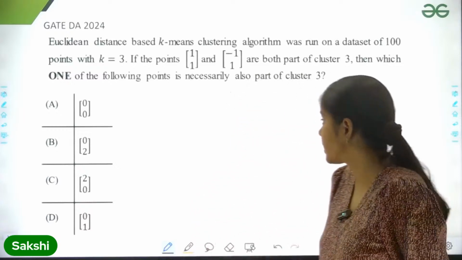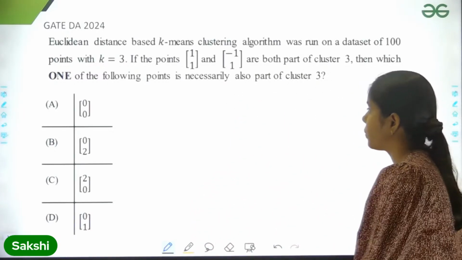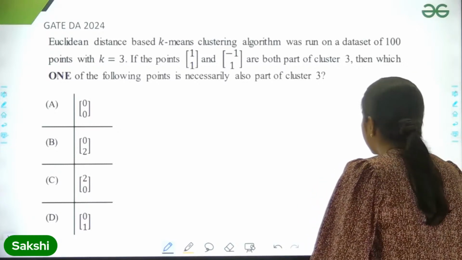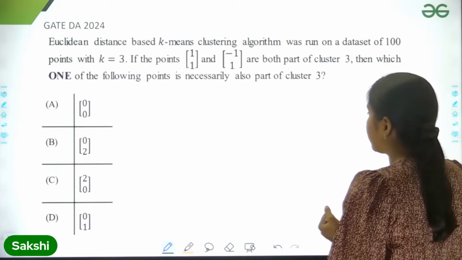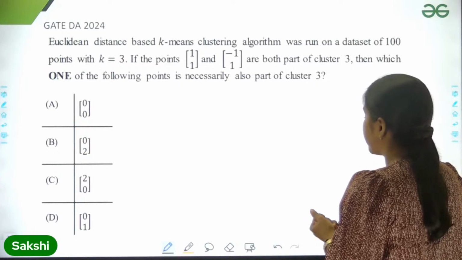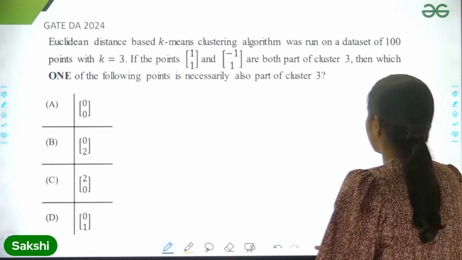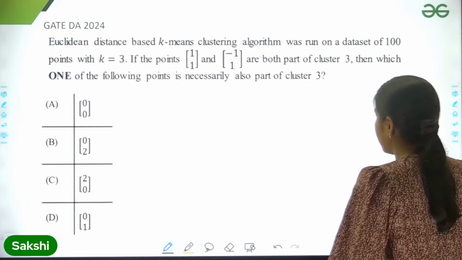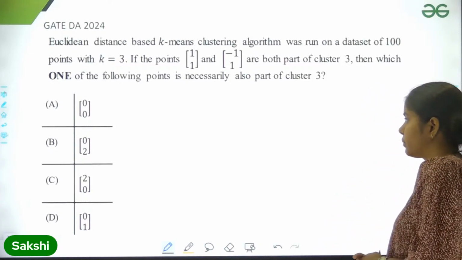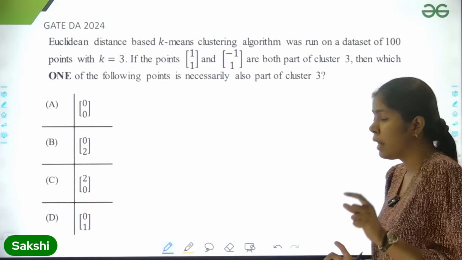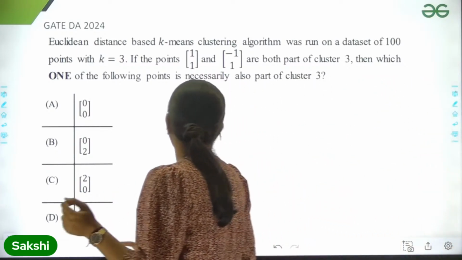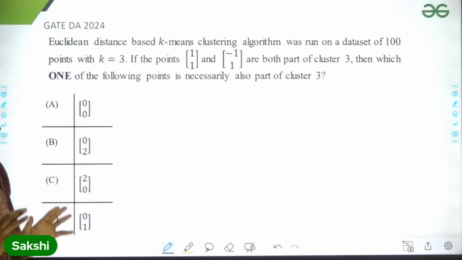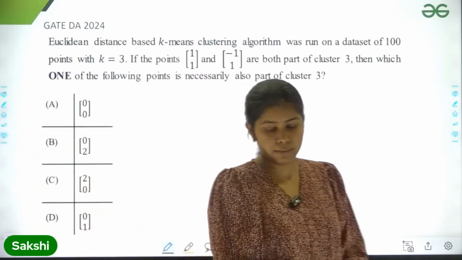Okay, so this is another question. This is a GATE DA 2024 question. A Euclidean distance based k-means clustering algorithm was run on a data set of 100 points with k equal to 3. If the points 1 1 and minus 1 1 are both part of cluster 3, which one of the following points is necessarily also a part of cluster 3? Just tell me, guys. If 1 1 and minus 1 1 are both part of cluster 3, then which of the points is necessarily also part of cluster 3?